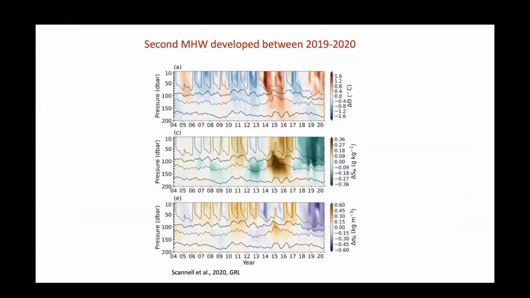But the second marine heat wave was not like that. Here is a time series showing temperature, salinity, and density. This is the first marine heat wave, and this is the second marine heat wave. You see very warm waters, but in the second marine heat wave, you also see a lot of freshness. So the water was lighter than in previous years, and this also prevented ocean nutrient renewal.